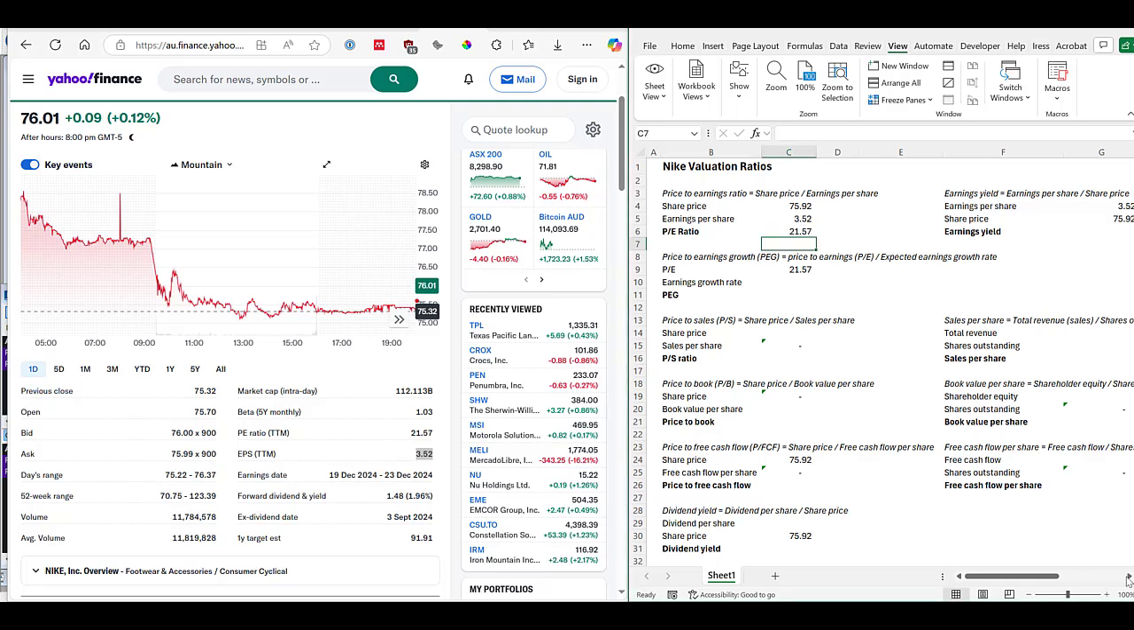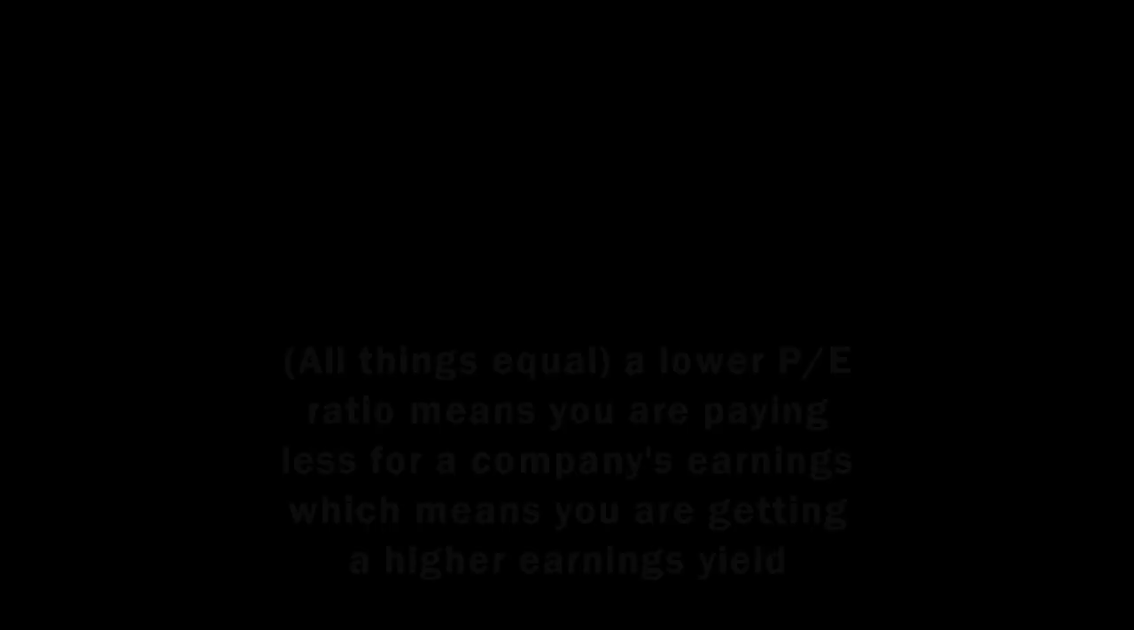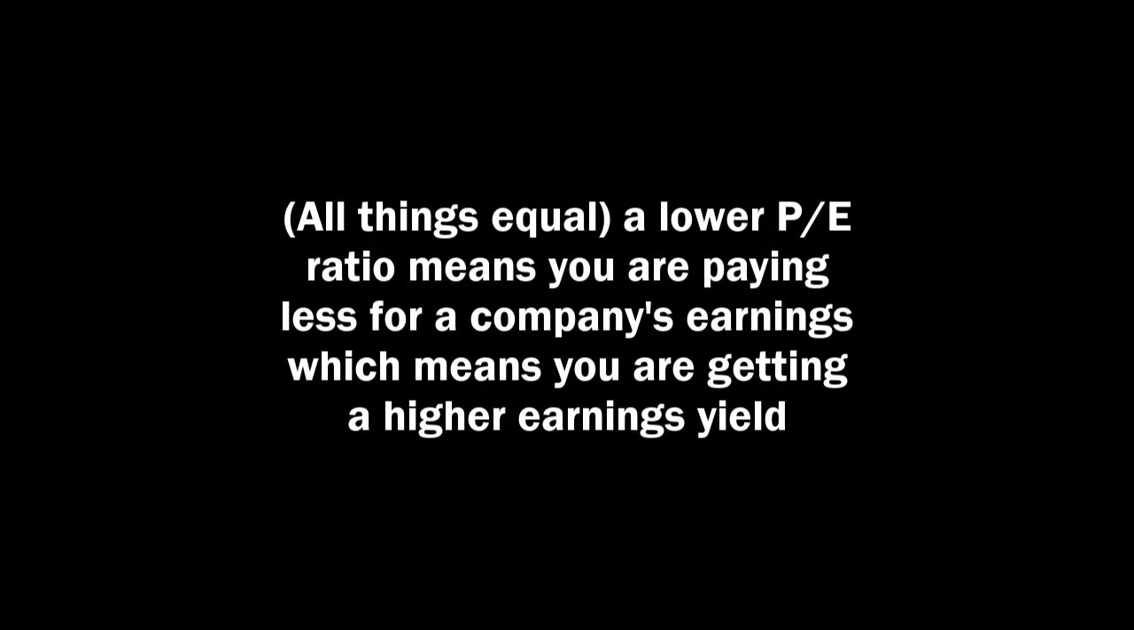If we flip the price to earnings ratio and express it as a percentage, we get the earnings yield. Earnings yield can be used to estimate the potential return on a stock. 3.52 divided by 75.92 equals 0.05, or 5%. That means if you buy a share of Nike, you are getting a 5% yield based on its earnings. All things being equal, a lower PE ratio means you are paying less for a company's earnings, which means you are getting a higher earnings yield.